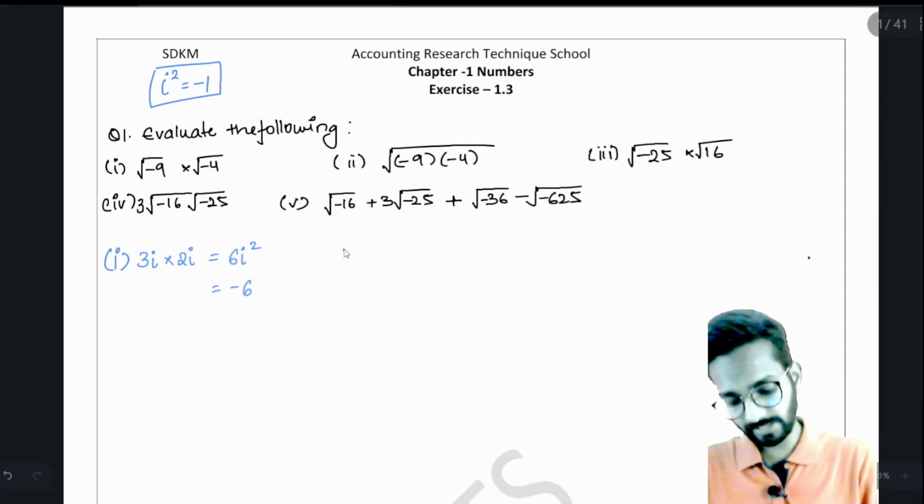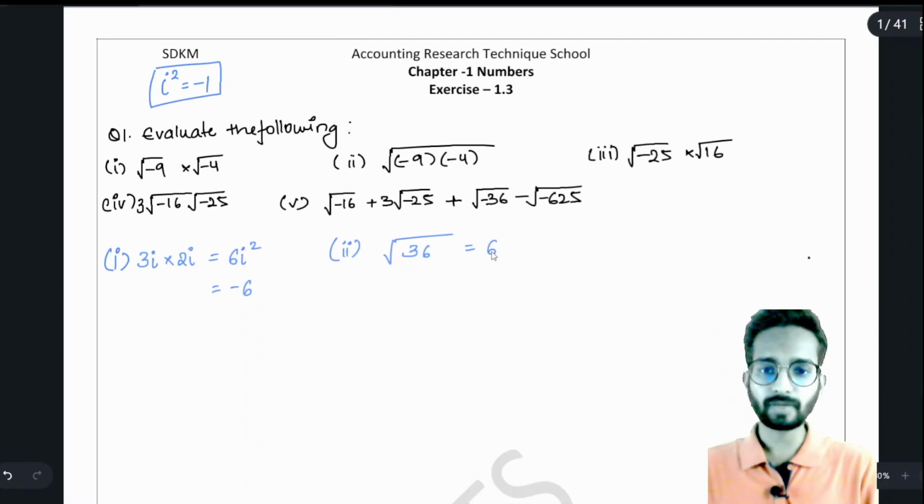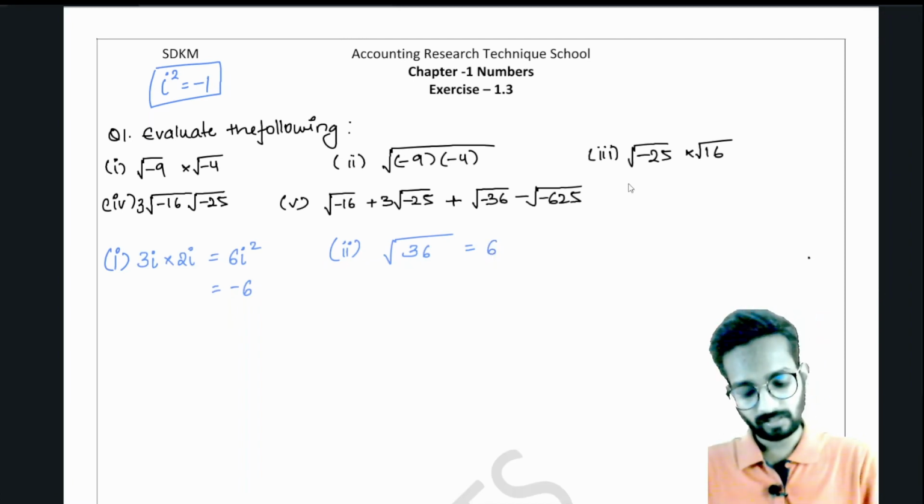Now checking the second part, root of negative 9 times negative 4. So we can write it as 9 4s are 36. So root of 36 can be written as 6. Simple enough. Now, point number 3.